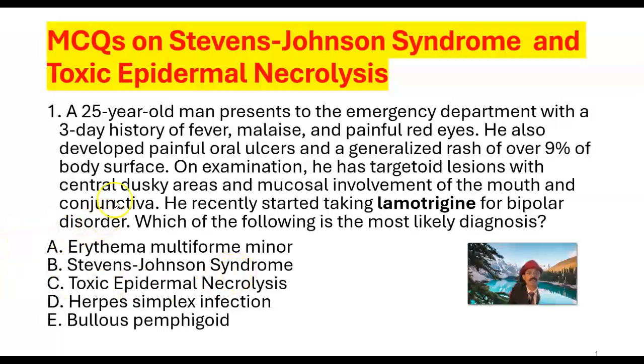Question number 1. A 25-year-old man presents to the emergency department with a 3-day history of fever, malaise, and painful red eyes. He also developed painful oral ulcers and a generalized rash over 9% of body surface. On examination, he has targetoid lesions with central dusky areas and mucosal involvement of the mouth and conjunctiva. He recently started taking lamotrigine for bipolar disorder. Which of the following is the most likely diagnosis?